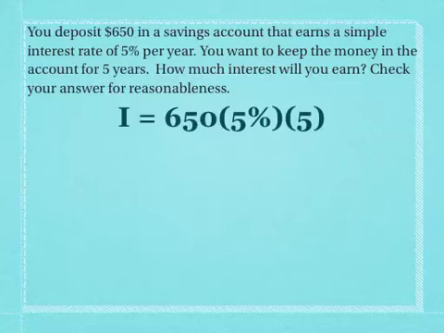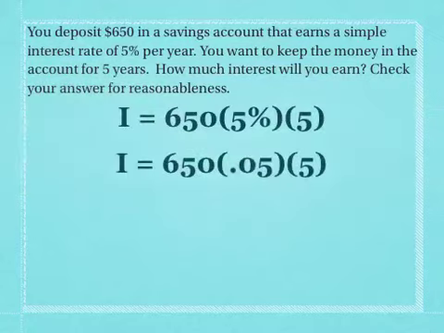Now, 5%, just like when we were using the percent equation, I'm going to have to change the percent to a decimal before I can multiply. 5% as a decimal, when you move the decimal to the left 2 places, I'm going to fill in that empty space with a 0. So 5% is the same as 0.05.